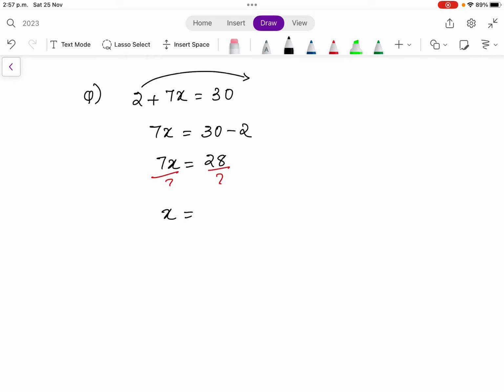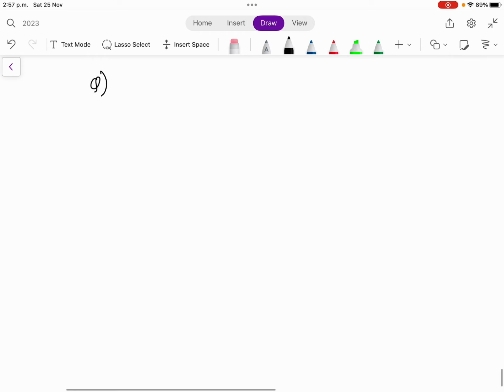Then x is equal to 28 by 7, which is equal to 4. Now let's go to a little more difficult sums. So it is 6x minus 2 is equal to 4x plus 10. So here the same rule applies, keep the x to the left side. Since we have another x on the right side of the equation, you have to bring it to this side. Okay, so that is one extra step you have to do.